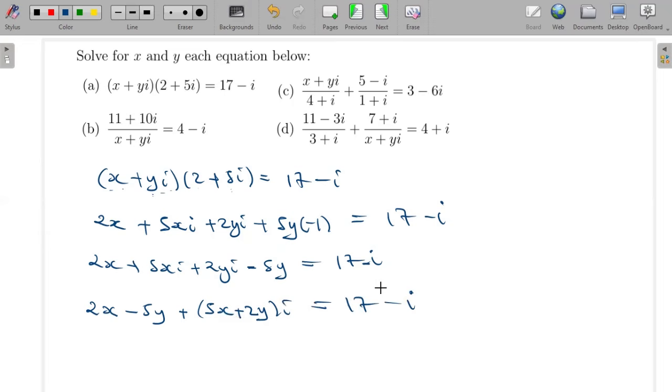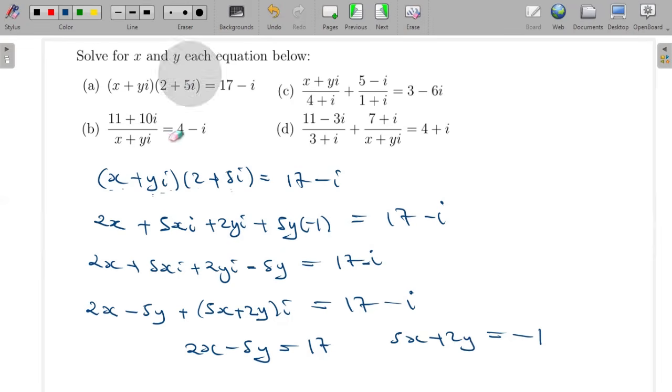So what you do here, when it comes to solving such equations, you equate the real part to the real part, the imaginary part to the imaginary part. So this will be 2x minus 5y is equal to 17. And then you have the other one, which is 5x plus 2y is going to be equal to, you don't write the i when you're equating, just equate the coefficient. So they are equal to negative 1, because there's a negative 1 in front.